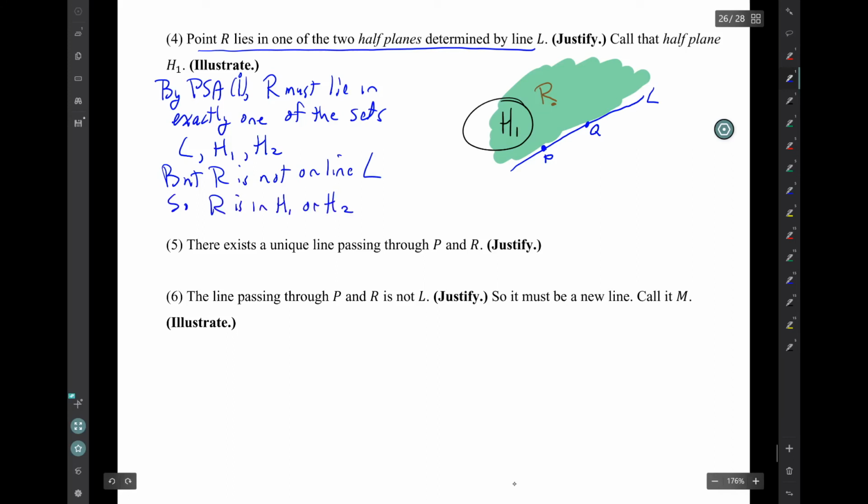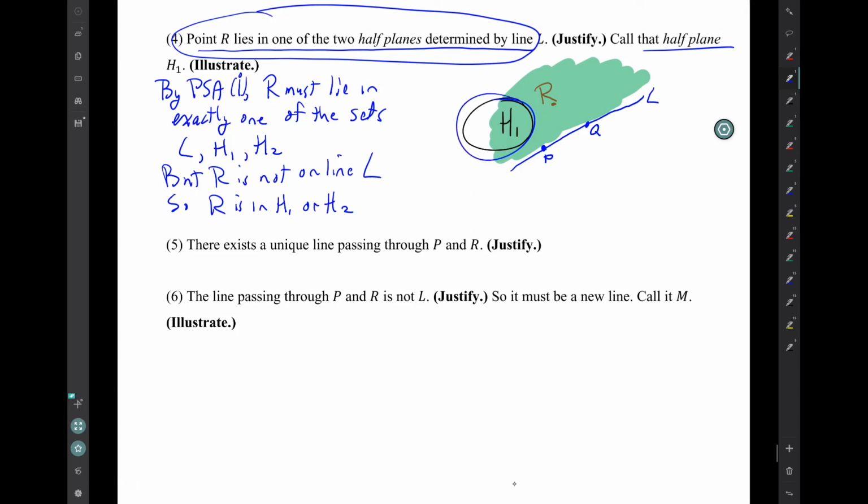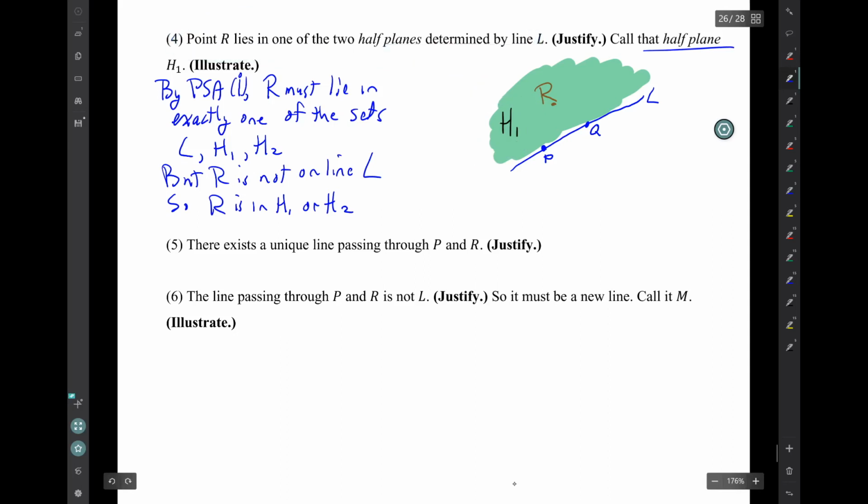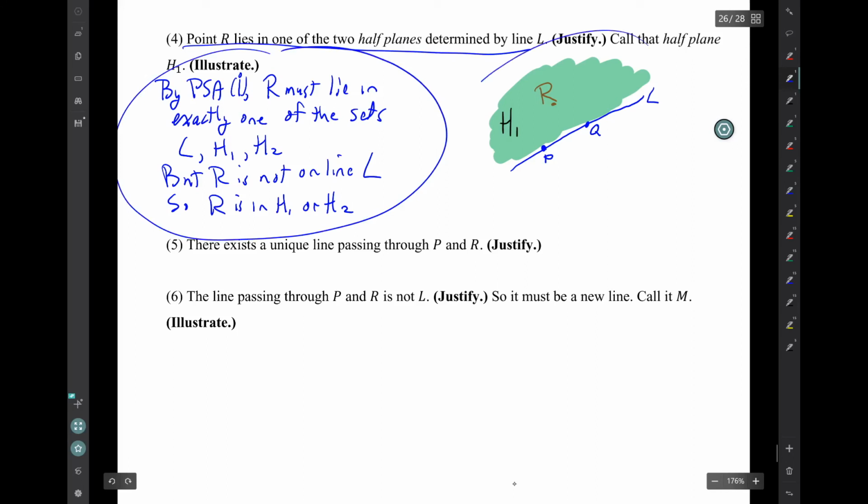Now we get to name these half-planes however we want. So notice that we start by saying, well, R has to be in one of the half-planes, so we're just going to call that half-plane the one that's H1. So we put the label H1 on the half-plane that's the one that contains point R. So the justification for this statement is by using PSA 1, and the illustration of that statement is this.